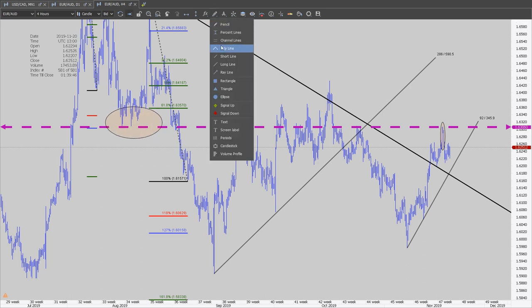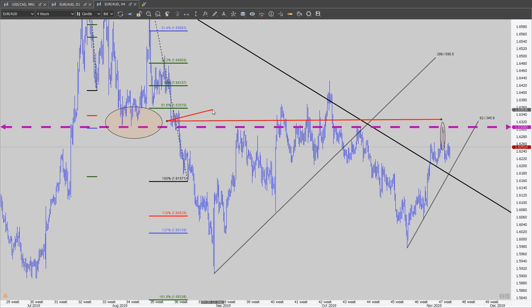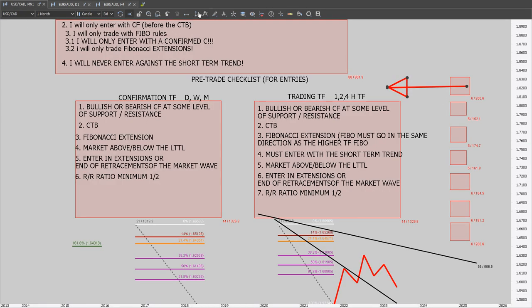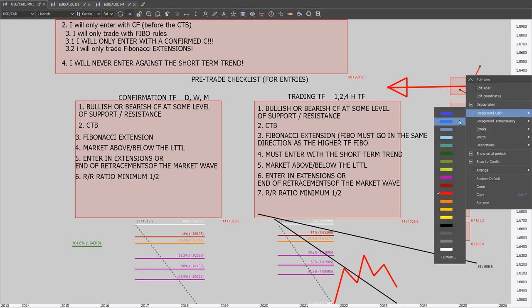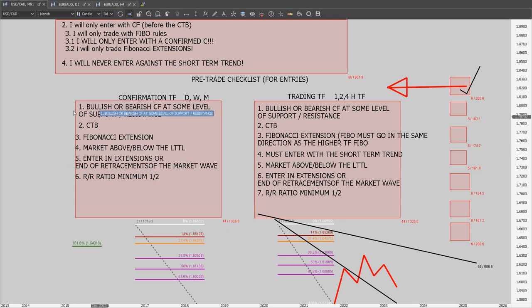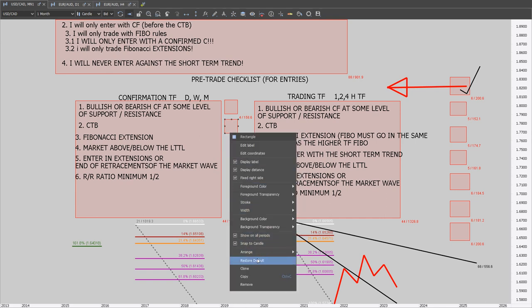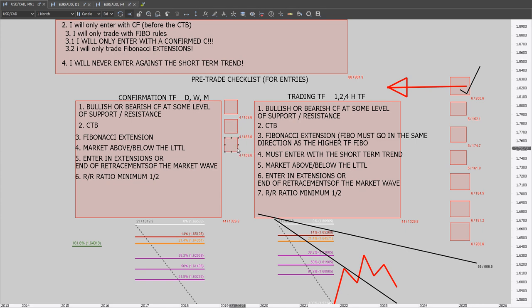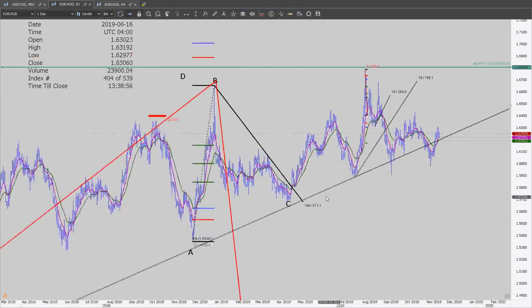So before I enter into a trade, this is the bearish candlestick formation, not the perfect one, at past resistance. So number one is check, right? We can check the first one. Okay, now do I have bullish or bearish candlestick formation at some level of support and resistance on the confirmation time frame? So I need to, 1, 2, 3. Okay, so step by step, daily chart.